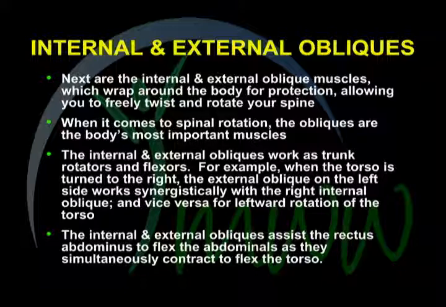For example, when the torso is turned to the right, the external oblique on the left side works synergistically with the right internal oblique, and vice versa for leftward rotation of the torso. The internal and external obliques assist the rectus abdominis to flex the abdominals as they simultaneously contract to flex the torso.